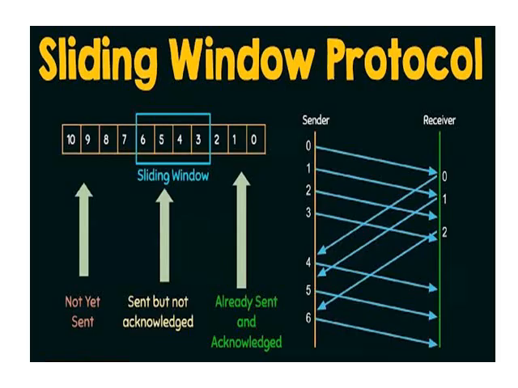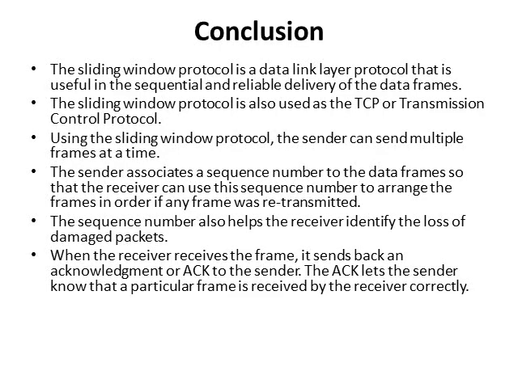Here the blue color box indicates the sliding window, which moves from the 0 to the 10th frame, 1 bit at a time. The frames within this box indicate the frames being sent but not acknowledged. 0, 1, 2 indicate the frames already sent and acknowledged. 7, 8, 9 and 10 indicate the frames not yet sent.